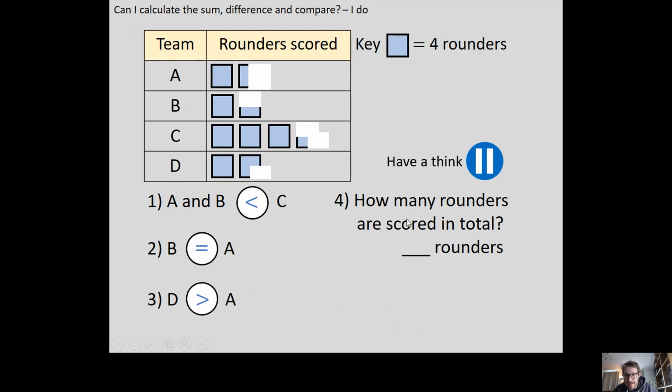Okay, and then how many rounders are scored in total? So to find out how many rounders are scored in total, we need to add all together all the rounders for each team. So pause the video and just try and do that yourself. So see if you can add together all the rounders for all the teams together. So pause the video and try that now.